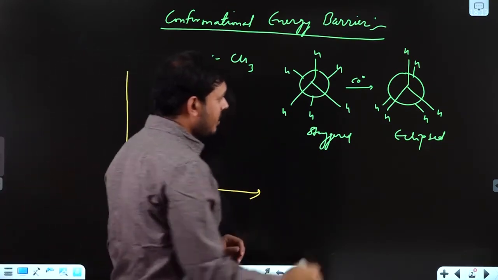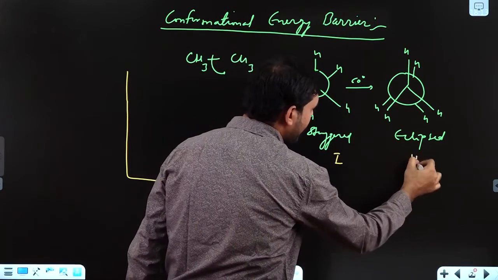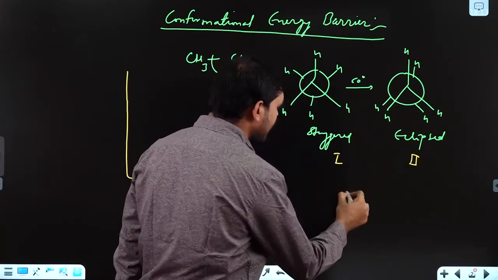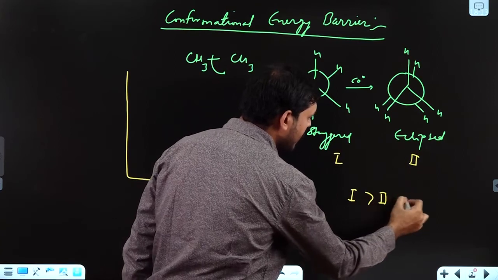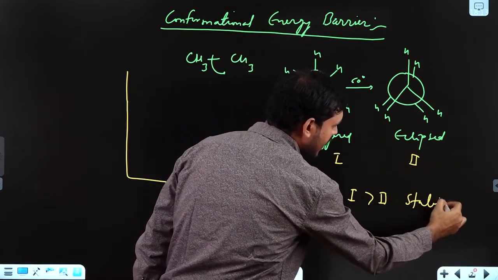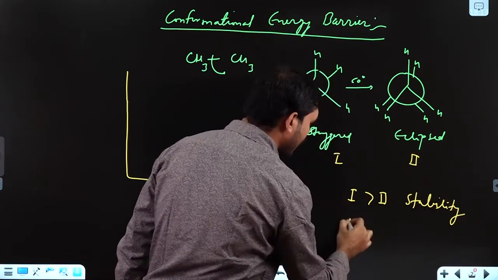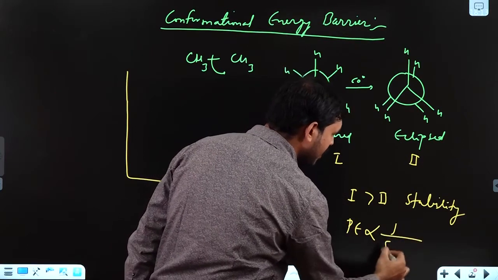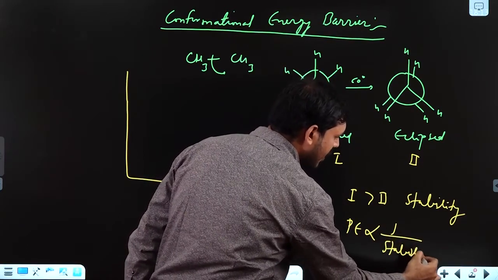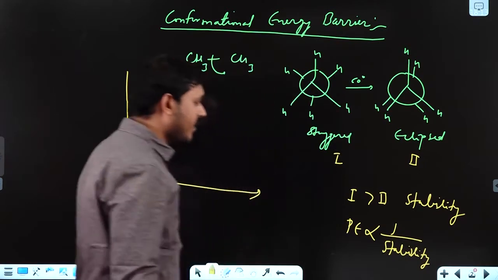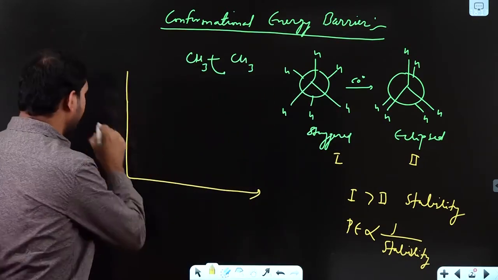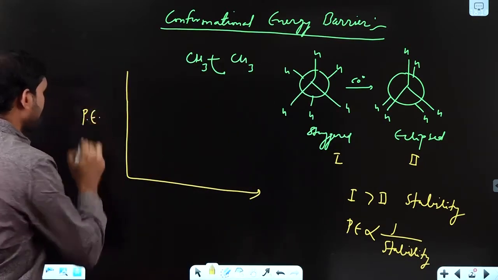Now here, observing structures 1 and 2, you can say staggered is more stable. 1 is more stable than 2. This is the order of stability. And as we know, potential energy is inversely proportional to stability, right? So the more stable will have lower potential energy. This is your potential energy curve.